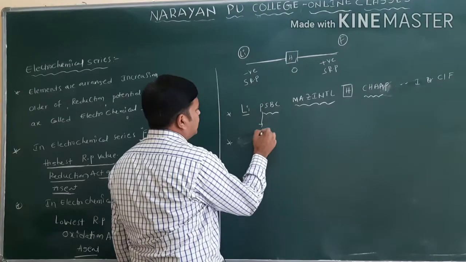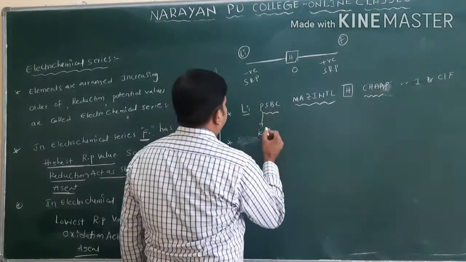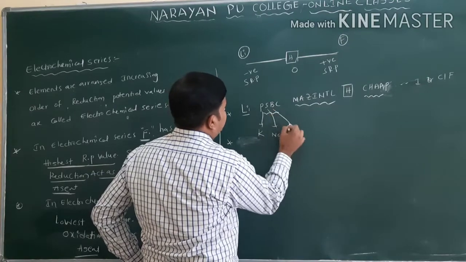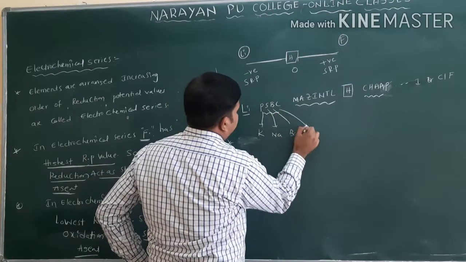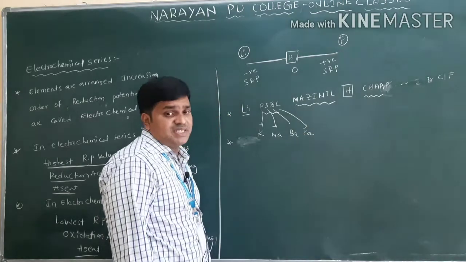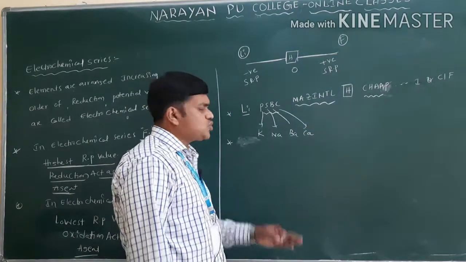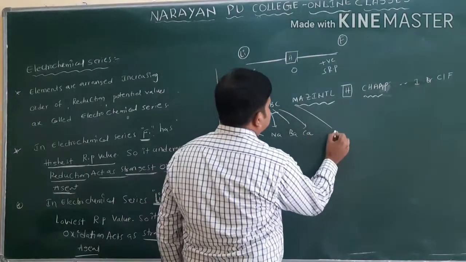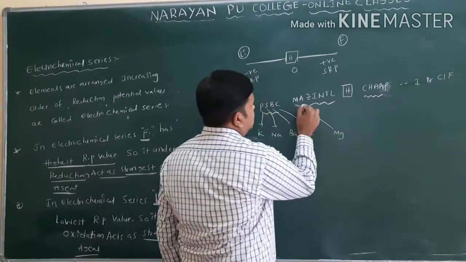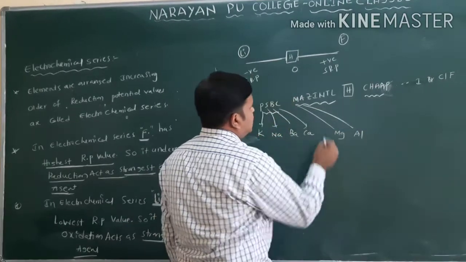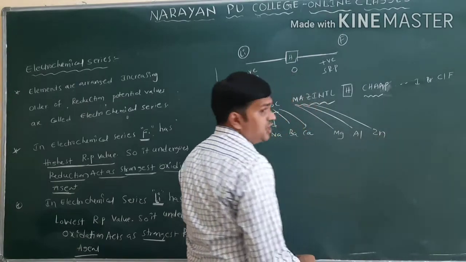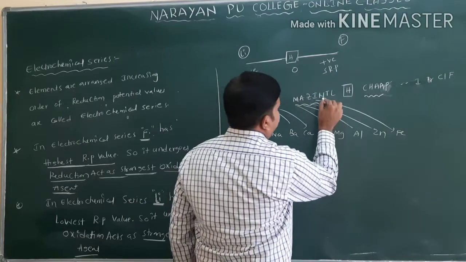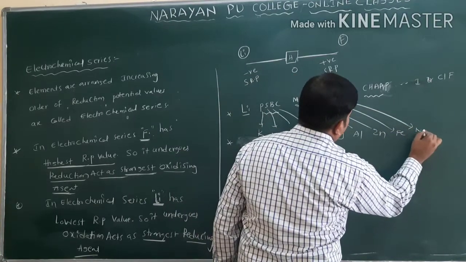P represents potassium. What is the symbol of potassium? K. S represents sodium, B represents barium, C represents what? Calcium. This is the symbol of PSBC. What is PSBC? Potassium, sodium, barium and calcium. Clear? Next, M is there. What is M here? Magnesium. Next, A means aluminum. Z means zinc. What does I mean? Iron, Fe. Next we have N. What is N here? Nickel.